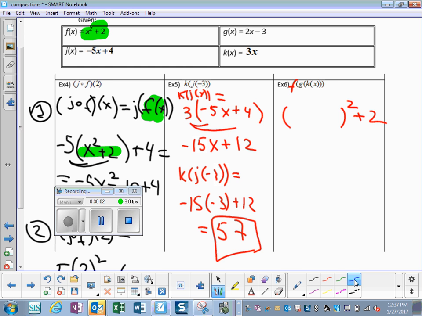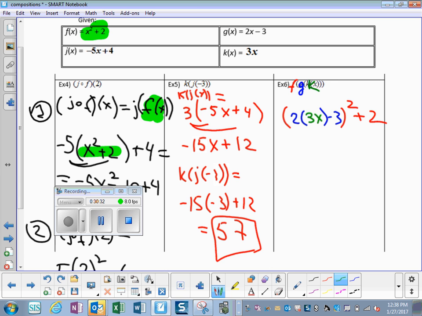Now, what goes inside of f? I have this j, right? So what is my j of x function? 2x minus 3. 2 parentheses minus 3. Now, I still need to figure out what to put in that empty parenthesis. And what is my argument? 3x. It's k, right? So I take my 3x and put it inside.